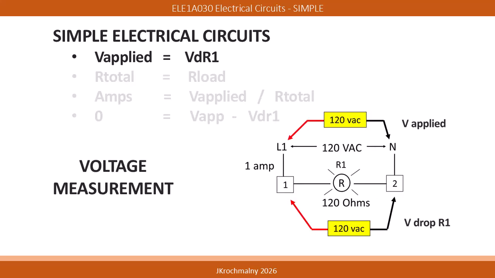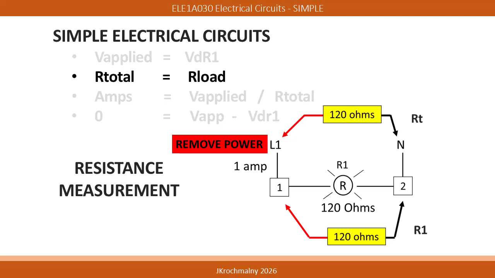The multimeter, configured to read voltage, can read either the voltage being applied to a circuit or the voltage drop across the load. For the applied voltage, the meter is placed across the L1 and N terminals. For the voltage dropped across the load, the meter is placed across terminals 1 and 2. Notice that in both measurements, the voltage applied is the same as the voltage dropped across the load, 120 volts AC.